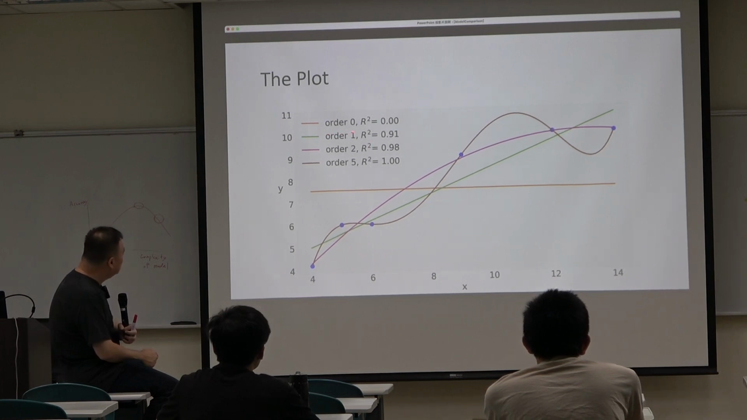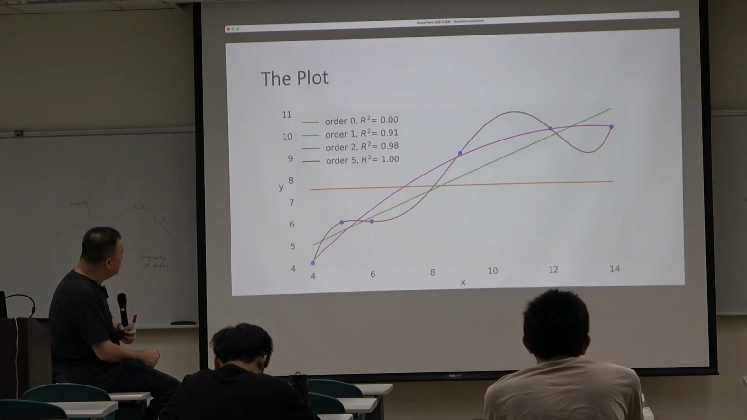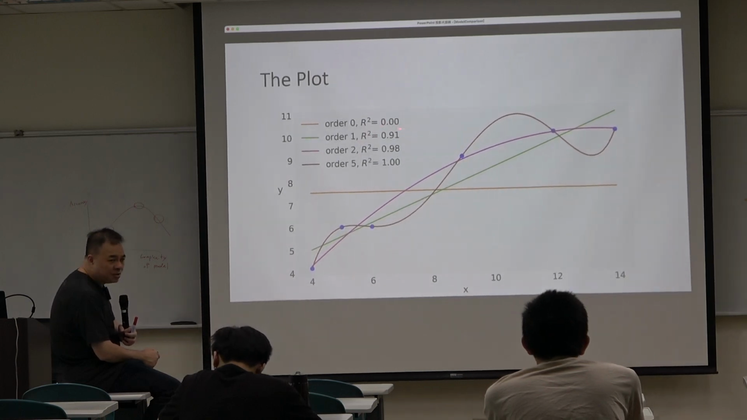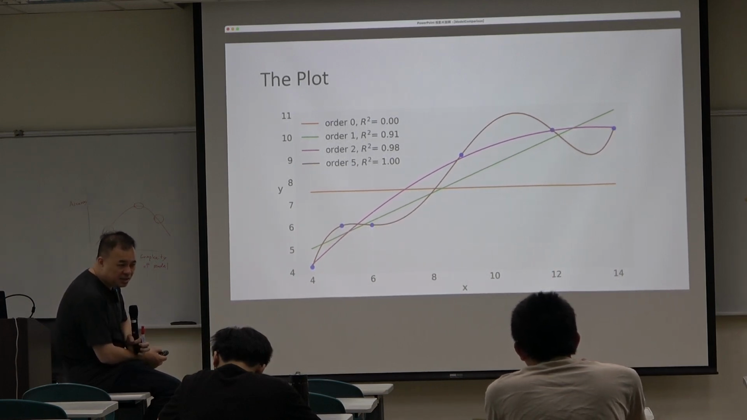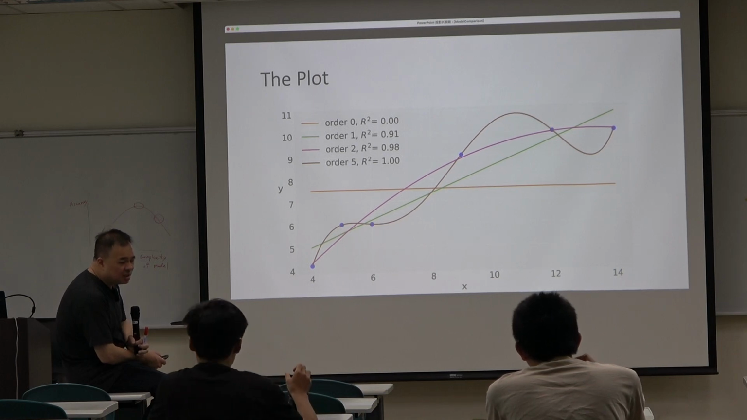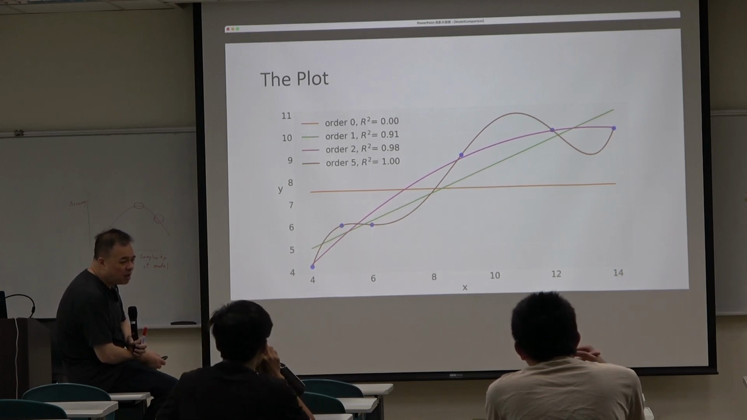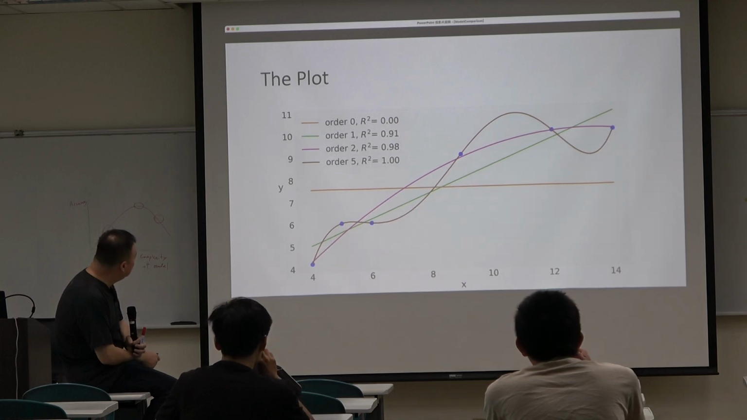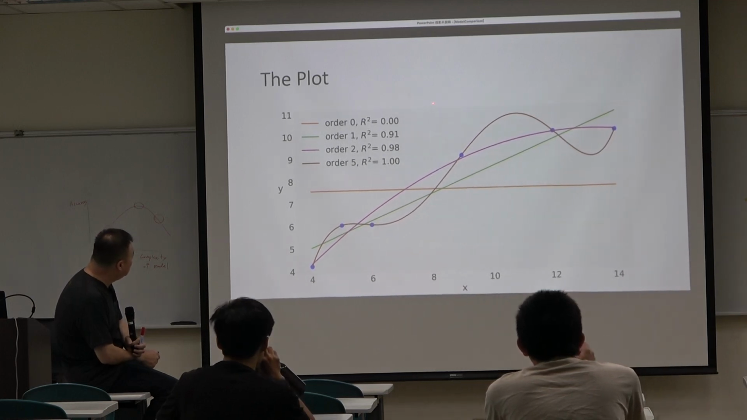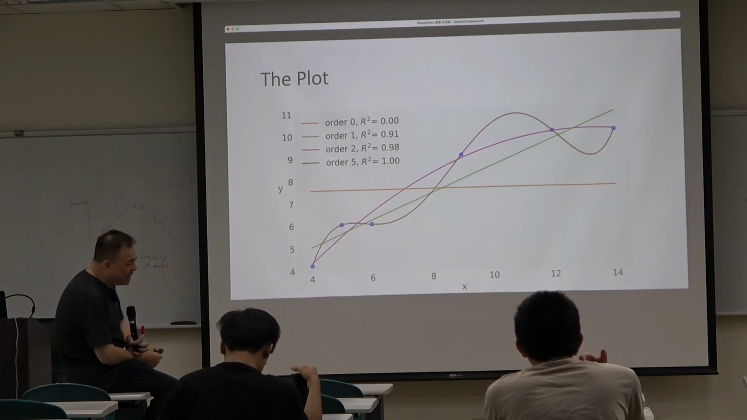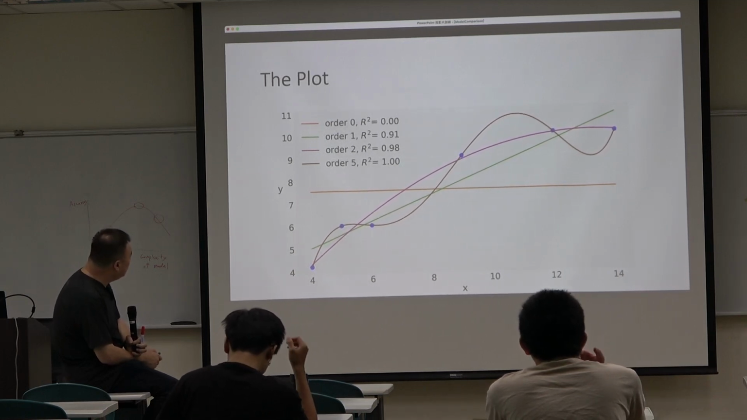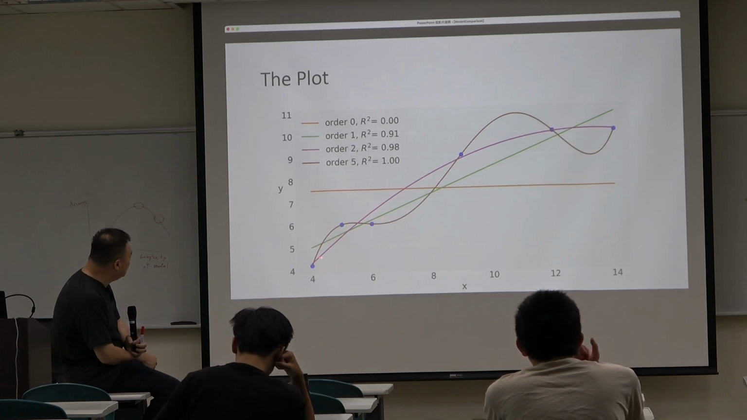For the first model, the order is 0. R squared value is 0.0. Remember, R squared represents the accuracy. The higher the R squared, the more accurate your model is. So order 0 obviously has a very bad accuracy. Order 1 is the linear model.